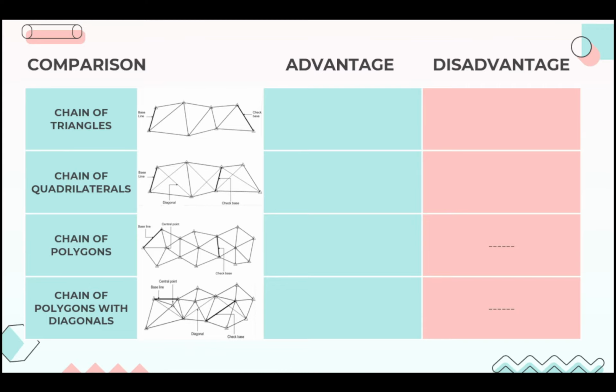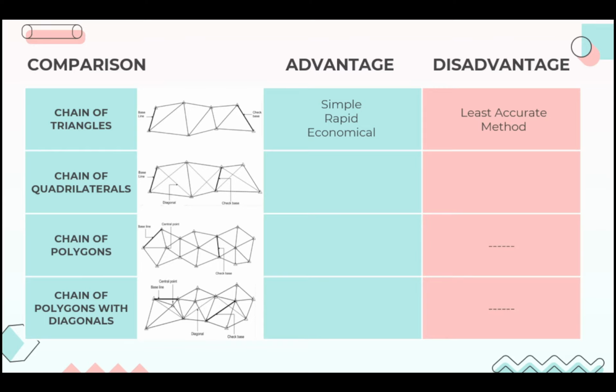First, in chain of triangles. It is simple, rapid, and economical. However, the downside is that it is the least accurate method, considering that it lacks certain checks to balance small errors, which are common even in the most careful work.